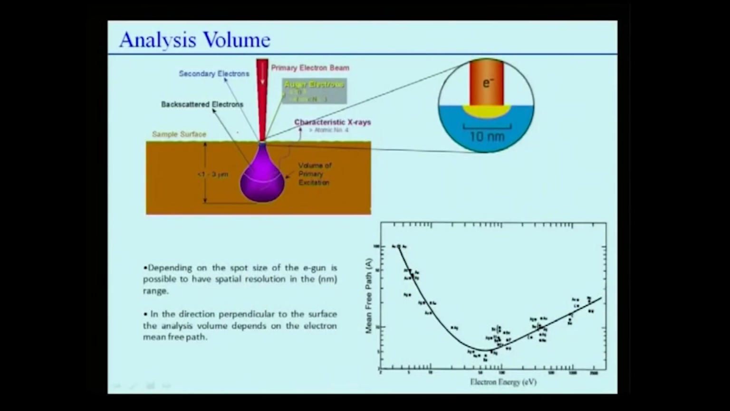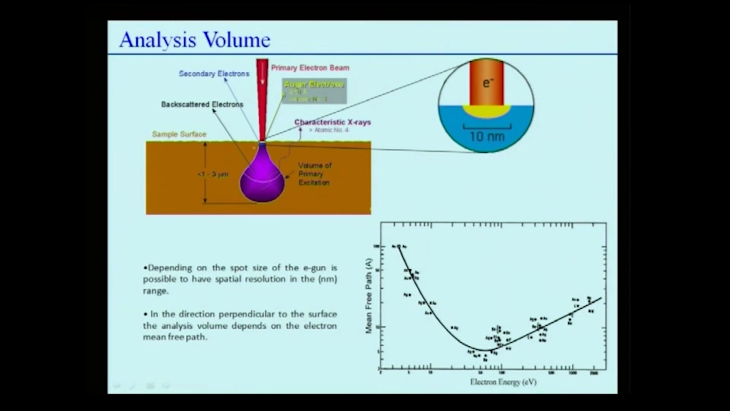If you look at the sample surface, there are different kinds of signals which are generated because of the excitation by the primary electrons. As the primary electron falls on the sample, it causes a lot of excitation, and that leads to different kinds of signals. Signals can be backscatter electrons, secondary electrons, or even characteristic X-rays which are used in the scanning electron microscopes, and also we will have Auger electrons.